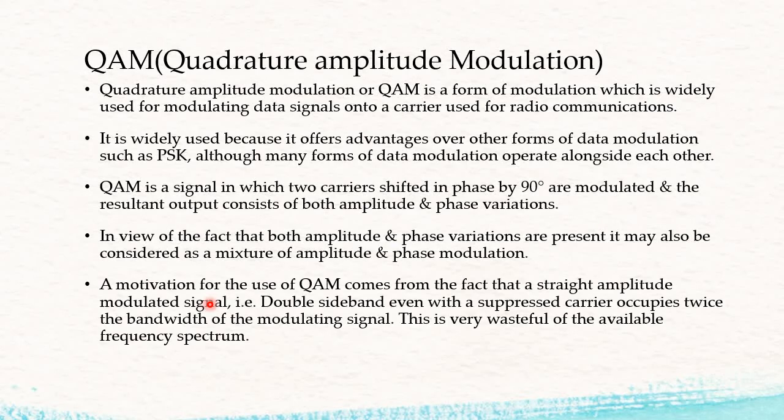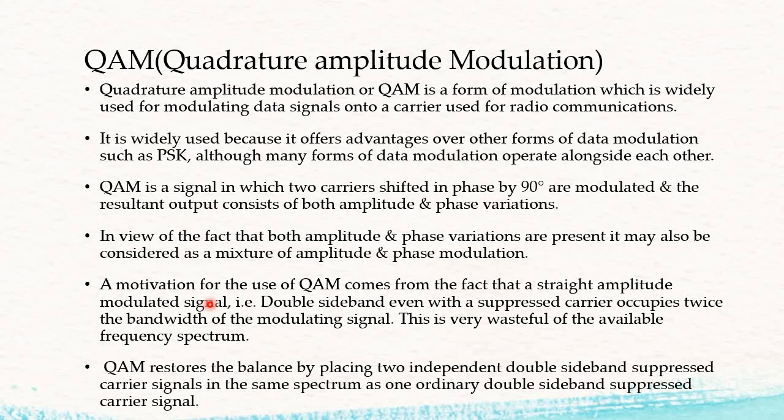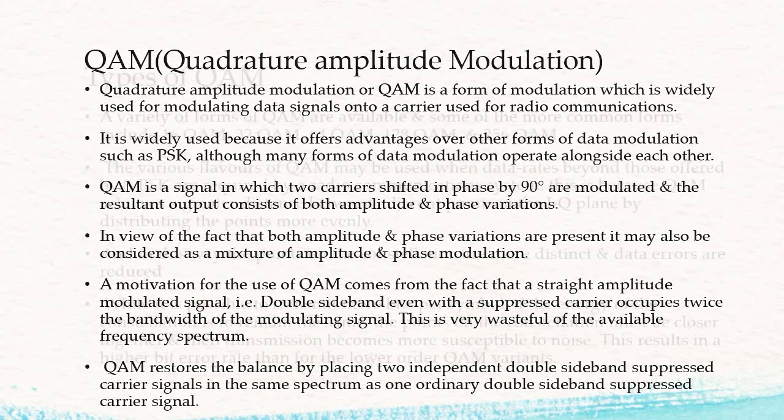A motivation for the use of QAM comes from the fact that the standard amplitude modulated signal, as a double sideband, even with a suppressed carrier, occupies twice the bandwidth of the modulating signal. This is very wasteful of the available frequency spectrum. QAM restores the balance by placing two independent sideband suppressed carrier signals in the same spectrum as one ordinary double sideband suppressed carrier signal. So this is why we use QAM most widely in radio communication, because there is a variation in the amplitude as well as the modulation frequency.